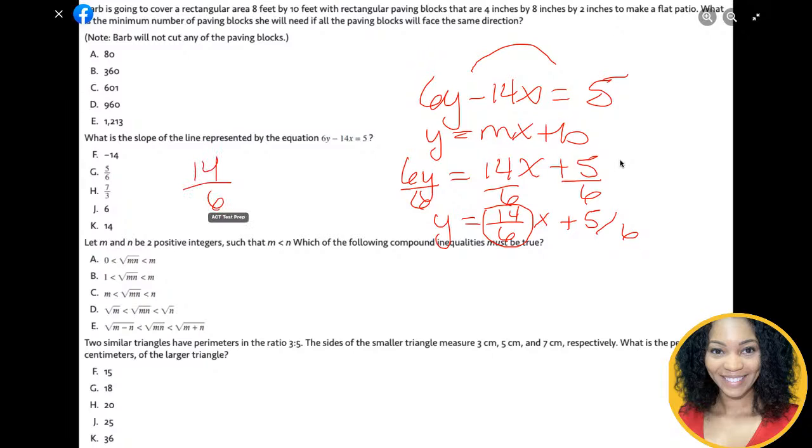And you could type these in and just see which one is a match. But dividing the top and the bottom by 2 gives us 7/3, or H. Now that does require me to remember what I learned in my algebra class in order to work it out this way. If I had forgotten that, then maybe I would just graph this line. I'm saying if you did not remember algebra class, right?